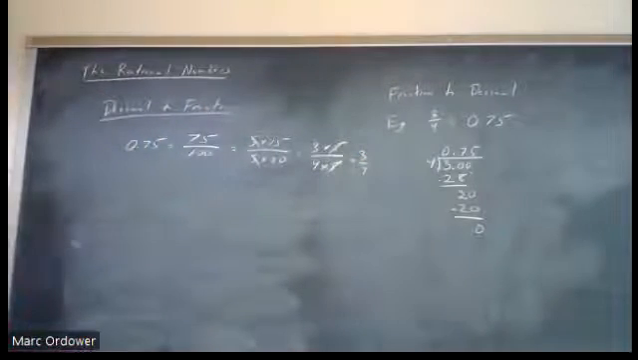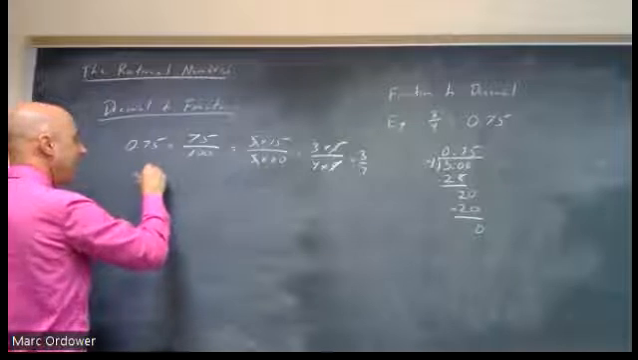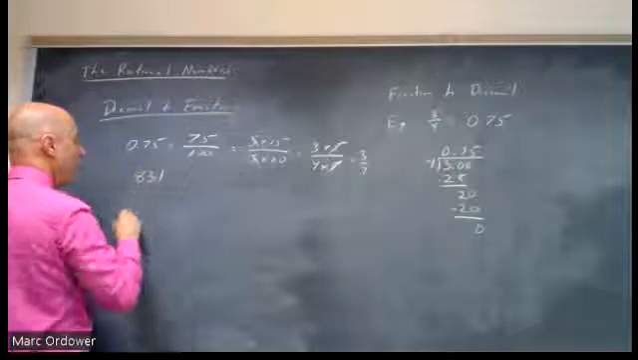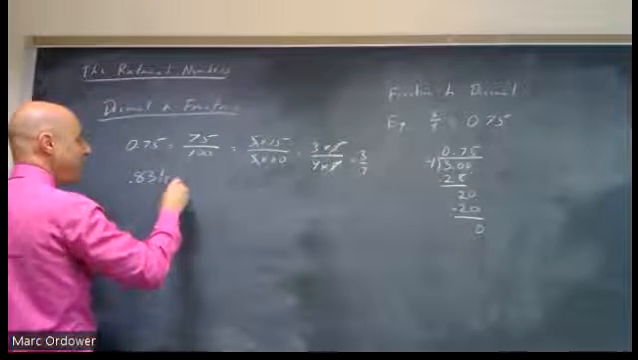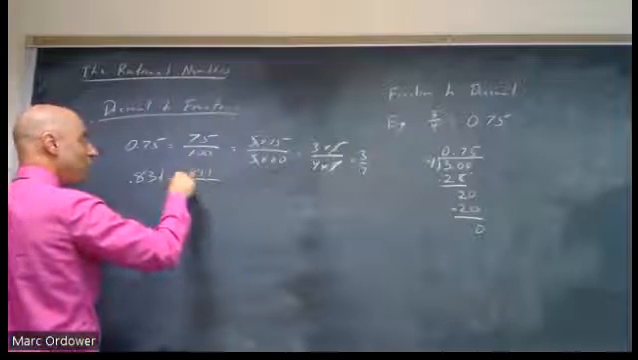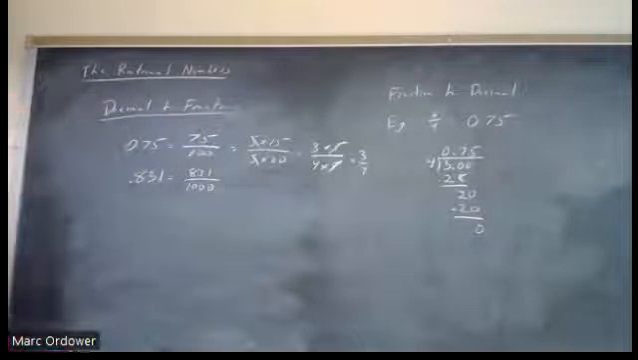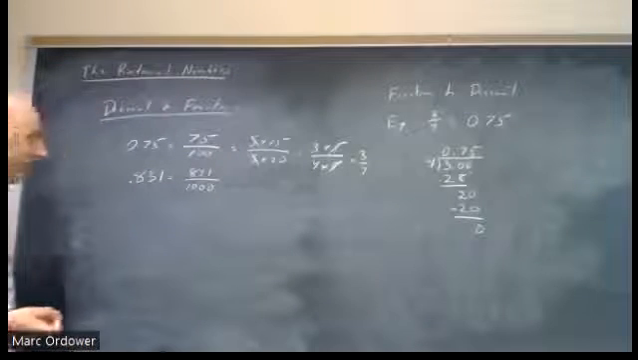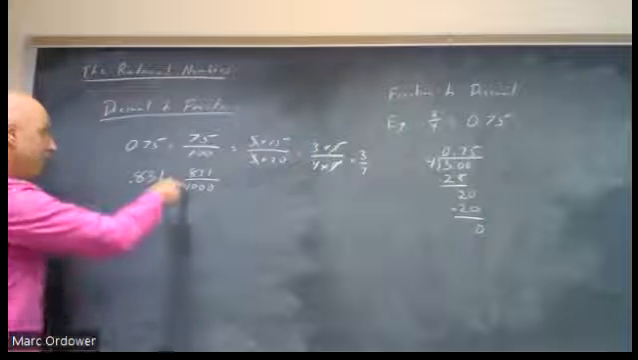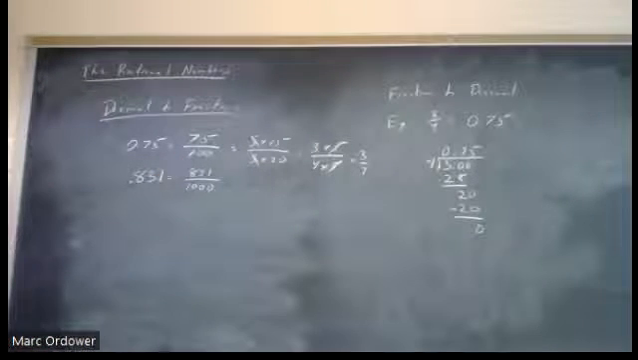If I have something like 0.831, this is the same as 831 over, we need to move the decimal over 1, 2, 3 times to get it over there, so we divide by 1,000. Now it's just a matter of seeing if the top and the bottom have any common factors, which in this case they don't. So this is already in lowest terms, but it's something we need to check for.